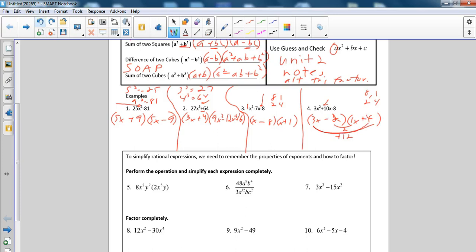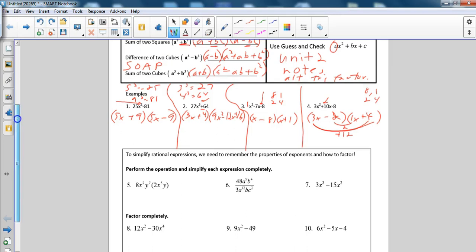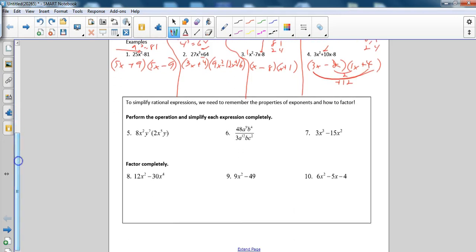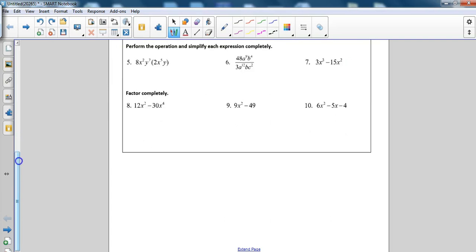3x minus 2 times x plus 4. Okay, now we are into some exponential practice. Remember, I'm going to come down here. My mantra is sign, number, variable. Instead of trying to do everything at once in your head, break it on down.